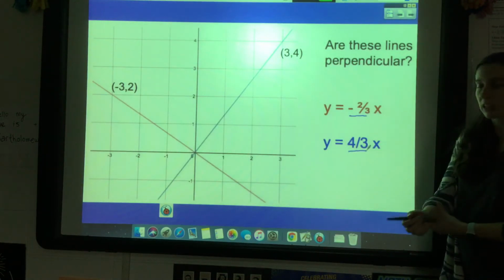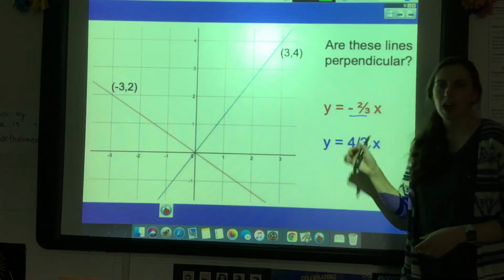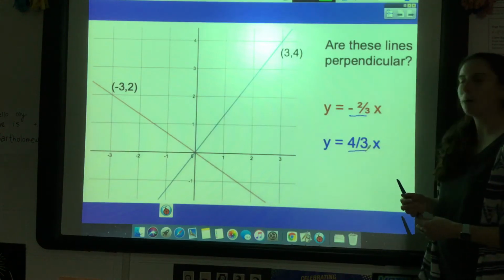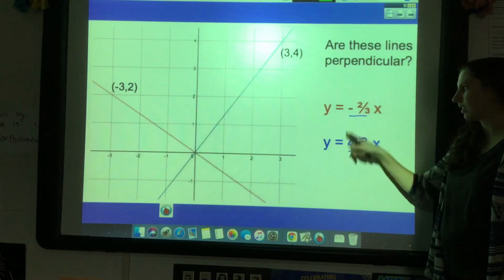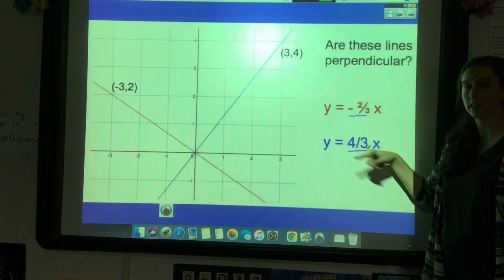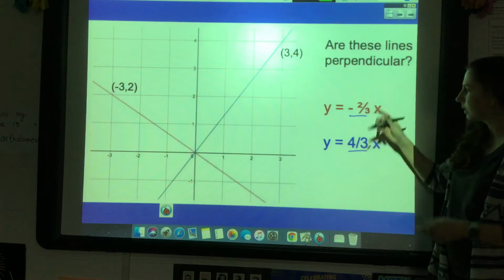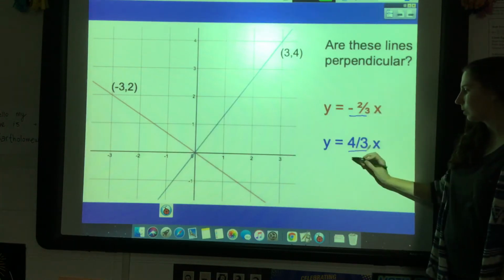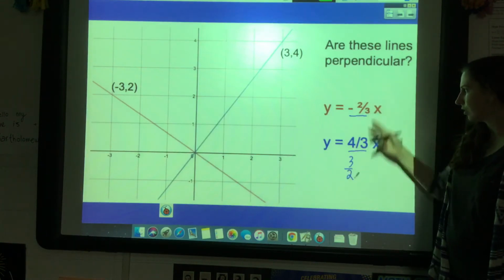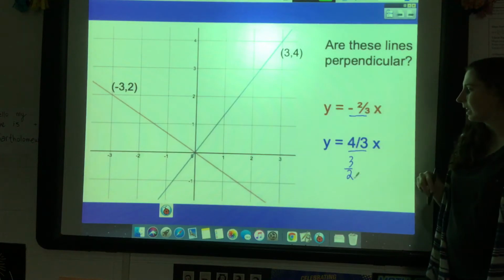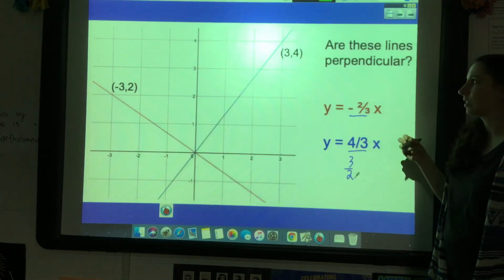With perpendicular lines, remember the slopes have to be opposite reciprocals. Opposite just means if one's positive, the other's negative, which is the case here. Reciprocal means you flip the fraction. So if this one is 2/3, this one would have to be 3/2. Just flip that fraction. And that's not the case. So these are not perpendicular.